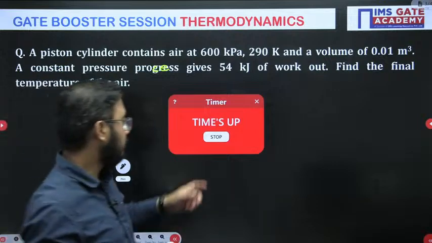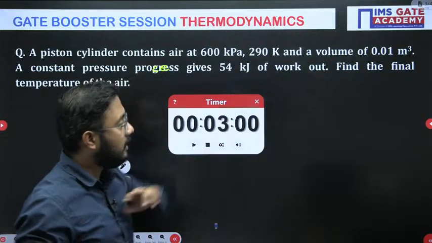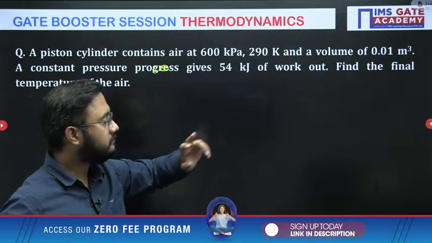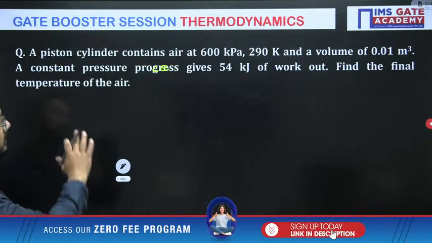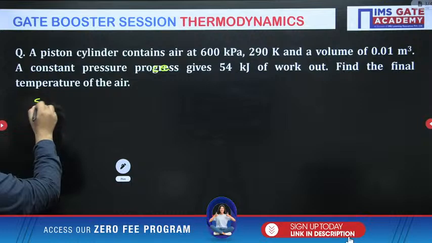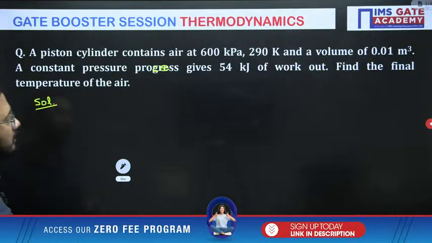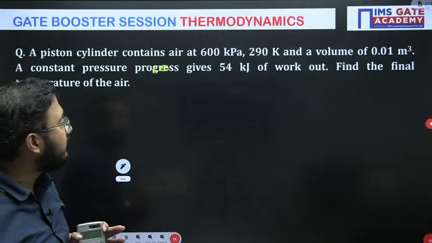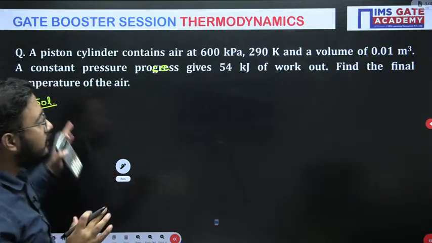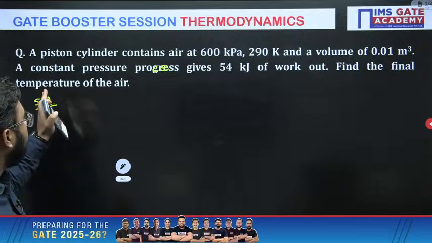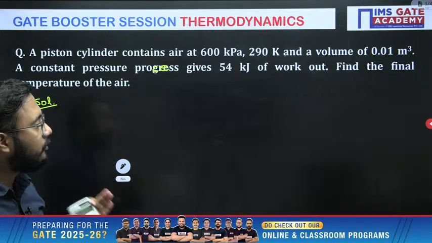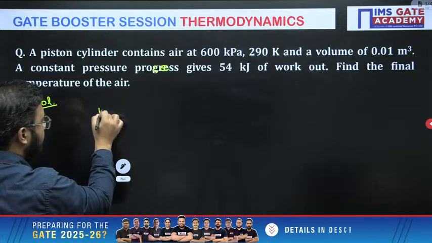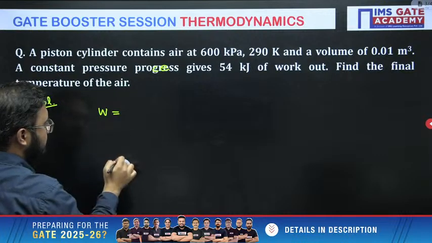Right, time's up. Now please understand what they have given. A piston cylinder arrangement is there. 600 kilopascal is the pressure and the temperature is given, and a volume of 0.01 meter cube. The constant pressure process gives 54 kilojoule of work. So what is the work we will be having? Please understand this part.